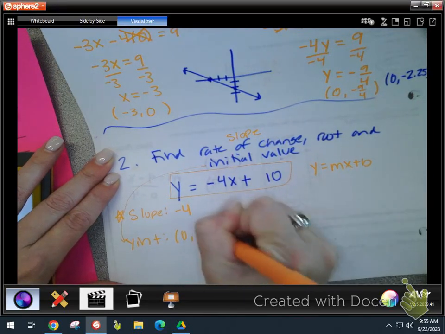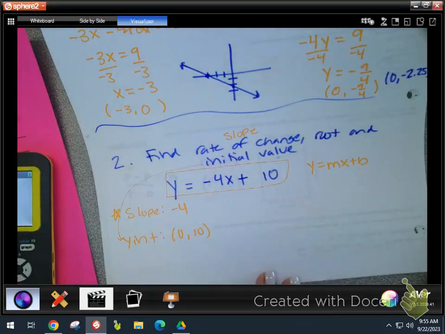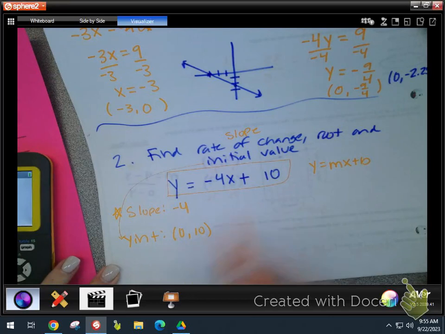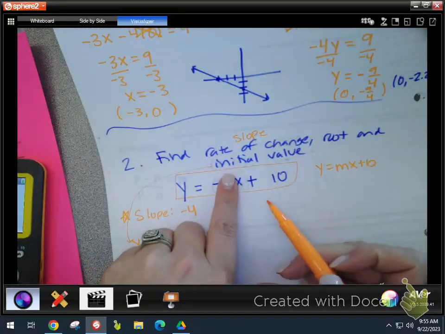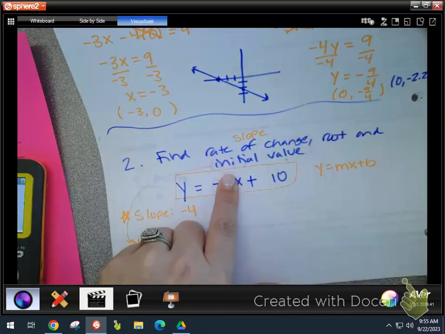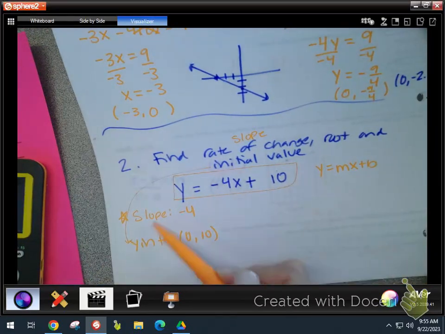0, comma 10. Okay? You have to write an ordered pair. Yes, I'm going to ask you to do that on the test. If you forget, how can you find that that's your y-intercept? What do we do up here when we found a y-intercept? You remove the x. So you put in a 0 right there, and then what does that say? Y equals 10. Okay? So those are our quick two, and those are pretty easy.